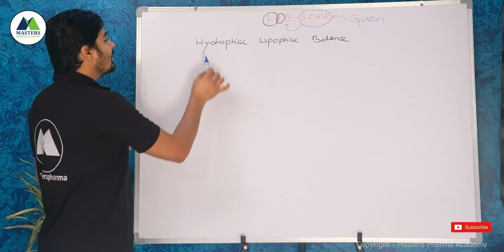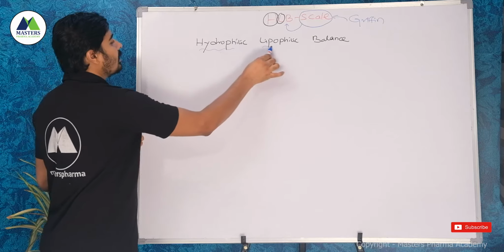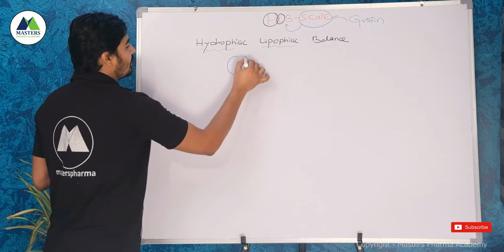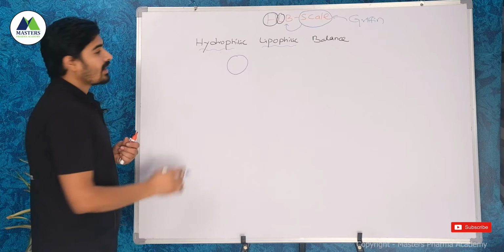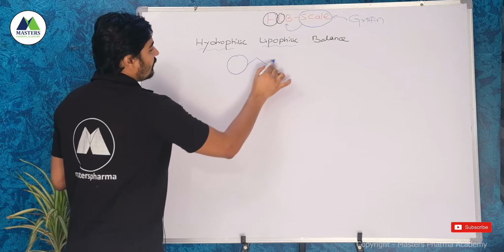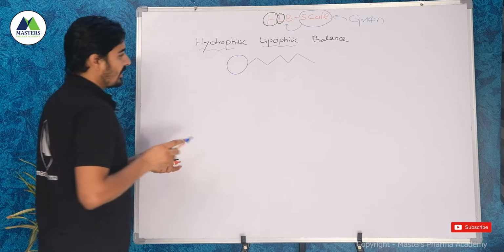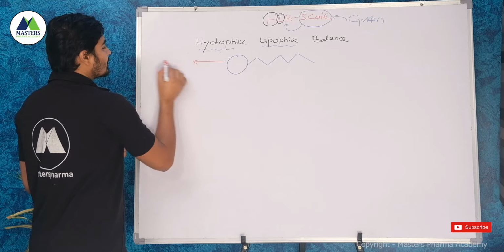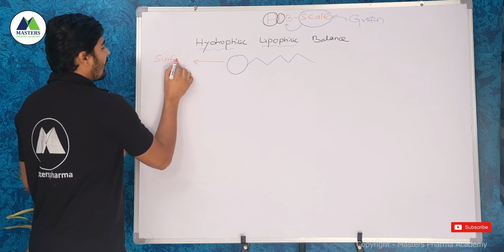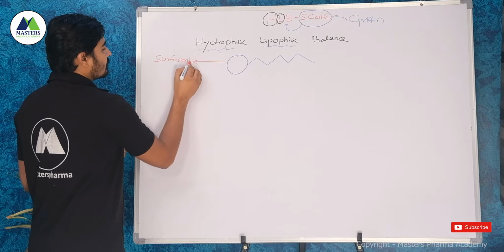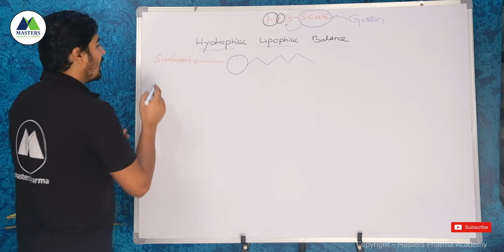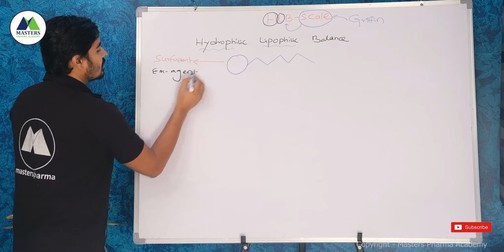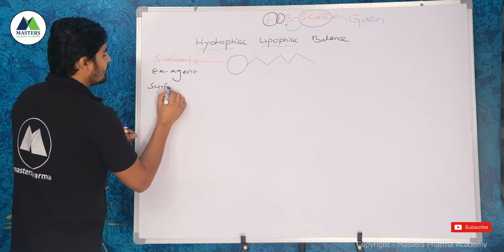Okay, where will we get this particular hydrophilic portion and lipophilic portion? The hydrophilic portion is the head of the surfactant and the lipophilic portion is the tail of the surfactant, right? So this we will see in the HLB of surfactants. A surfactant is also called an emulsifying agent, or we can also call it a surface active agent.